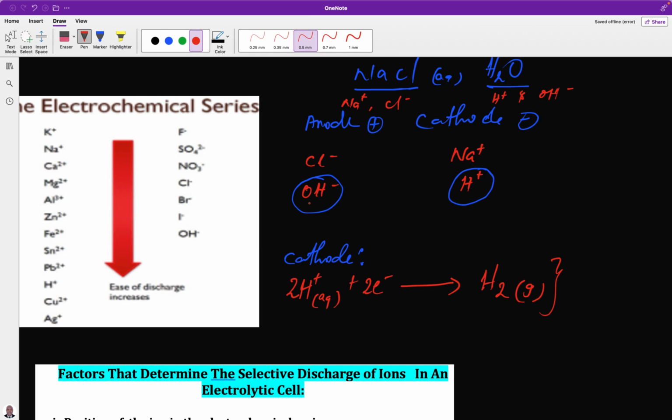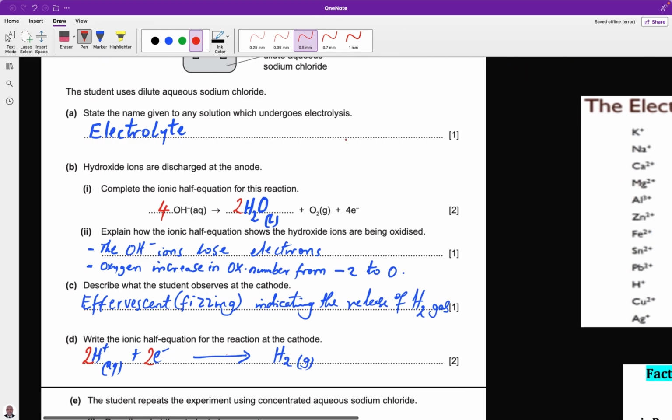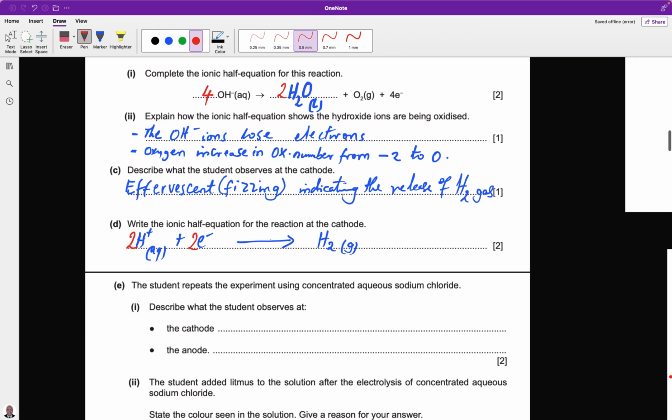So it will be chloride that will be deposited at the anode. So now let's go back. Now, describe what the student observed at the cathode. At the cathode, the hydrogen gas will still be produced.